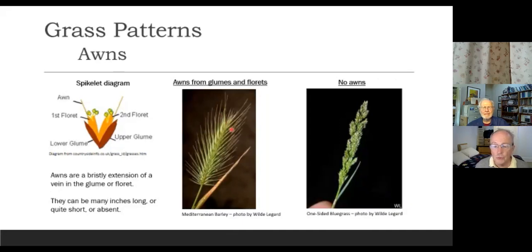Awns can be short or long. They can be straight, curved inward or outward. They can bend once or bend twice or be twisted. They can emerge from the tip of the bract or the middle.